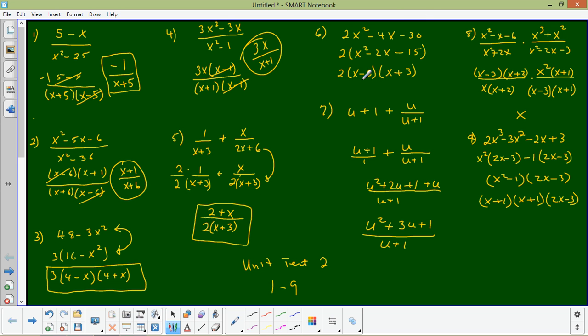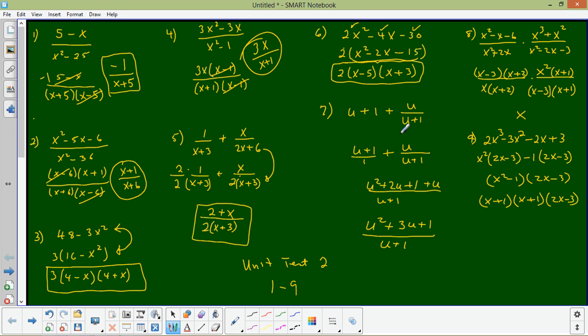All right. Number 6, factoring exercise. And first thing we notice is that they're all multiples of 2. So we divide out that 2. That leaves us with an x squared, a minus 2x, and a minus 30. And then the x squared minus 2x minus 15 factors easily into an x minus 5 and an x plus 3 in some order. And so there's your solution for number 6.